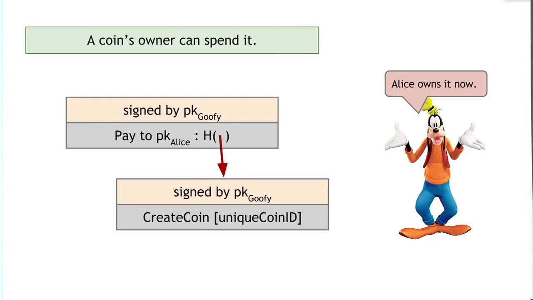Alice owns the coin, and Alice can prove that she owns the coin because she can present this data structure here, which is validly signed by Goofy and points to a coin that was validly owned by Goofy. And so the correctness of this coin is self-evident in the system.